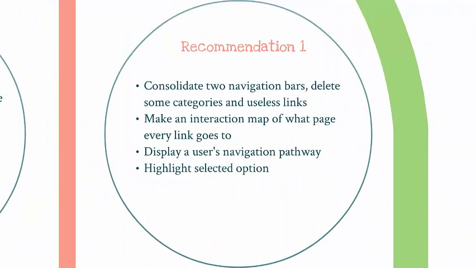We have recommendations for that. First is to delete some links in the sidebar and only contain some quick links, which are frequently used. Second, one way to debug all the loops would be to make an interaction map of what page every link goes to. This would help developers better understand the layouts, so that new content can be added in a way that doesn't trap users in an infinite loop.